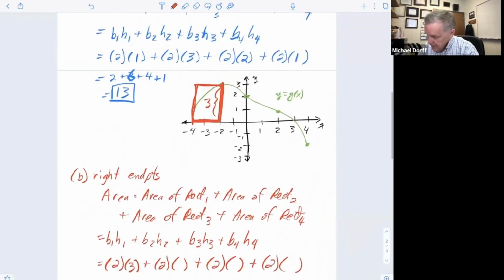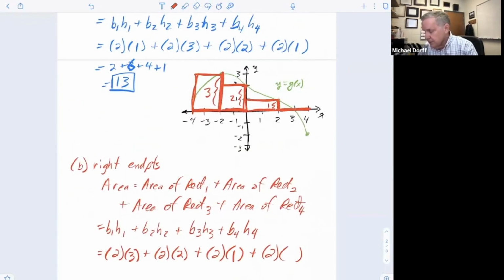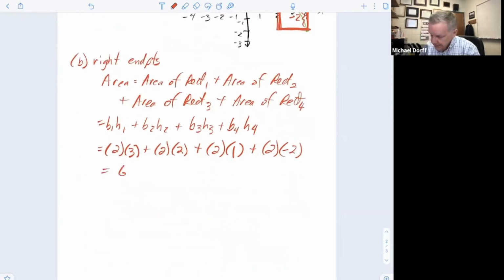All right, then I do my second rectangle. I do the right-hand side, so where x equals 0 instead of where x equals -2. I go up until I hit the green curve, and that has a height of 2. Then I do my third rectangle, go up until I hit the height of the curve, and that gives me a height of 1. The last one, I have to actually go down in my rectangle. So my rectangle will be below the x-axis, and that's going to give me a height of -2 because I'm below the axis. And then I just compute these. I get 6 plus 4 plus 2 minus 4, and that's going to give me then a value of 8.